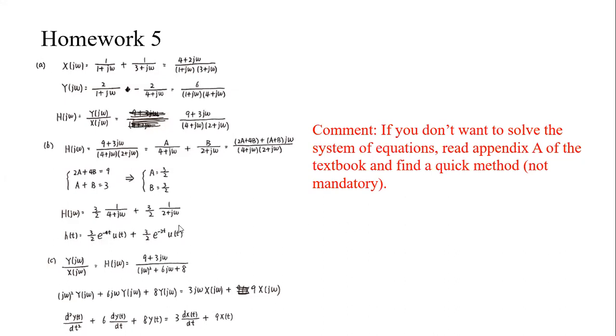Then the problem C, the differential equation. H of j omega we have calculated here, and H of j omega is equal to Y of j omega divided by X of j omega. So we write this expression in this way. Then, because when you multiply by j omega in the frequency domain, there is a derivative in the time domain, the differential equation is this one.